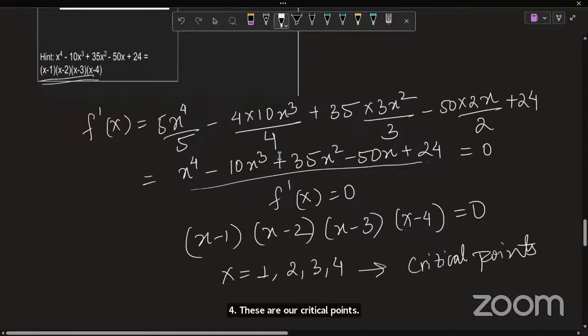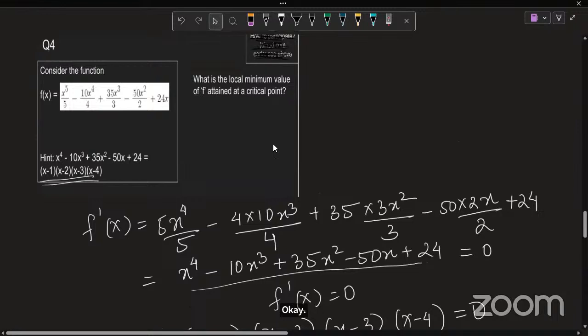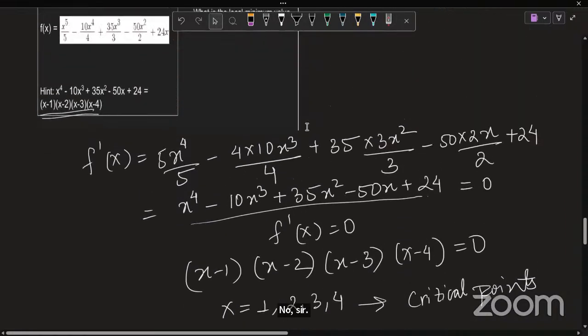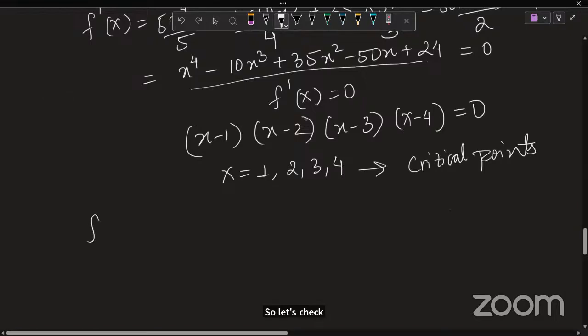Okay. These are our critical points. Any doubt in this? No, sir. So we have to find the local minimum of the function. Let's find the second order derivative, the double derivative.